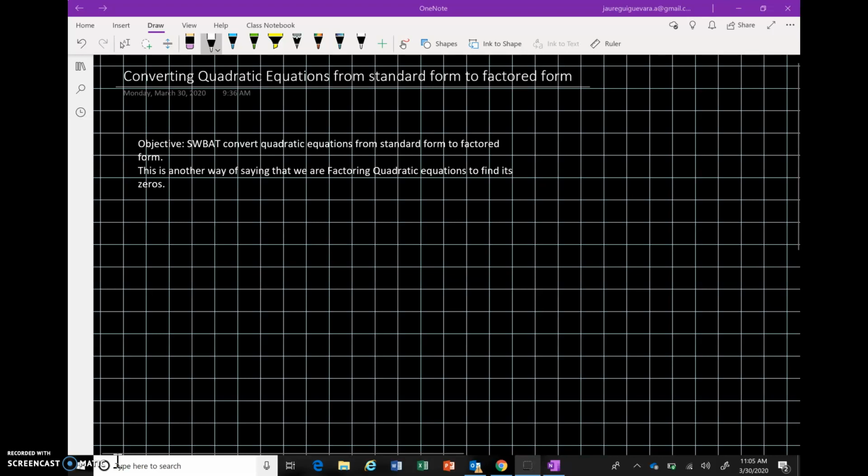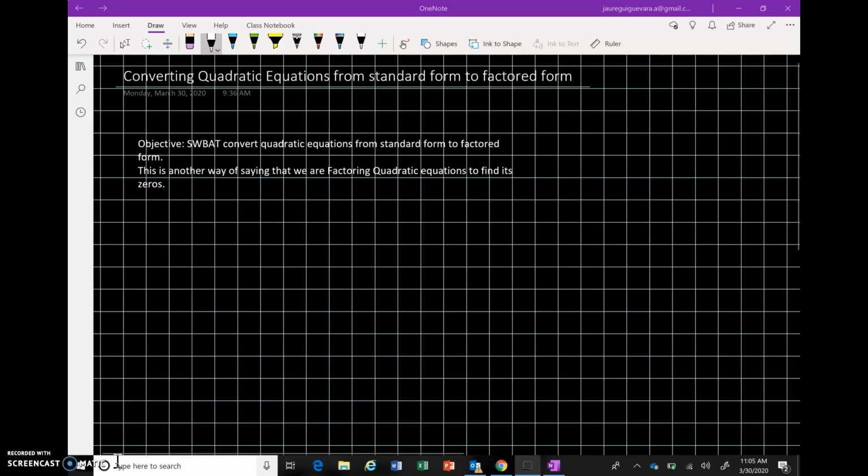I'm doing a video on converting quadratic equations from standard form to factored form. The objective for this video is students will be able to convert quadratic equations from standard form to factored form. This is another way of saying that we are factoring quadratic equations to find its zeros. So just a little recap.